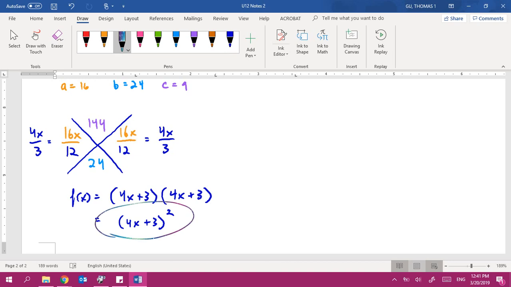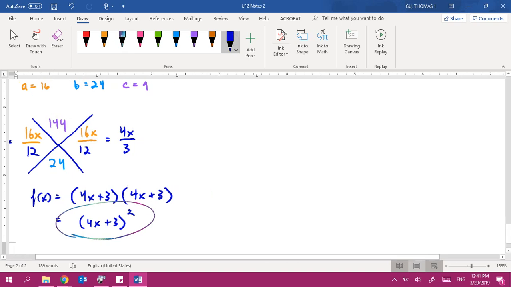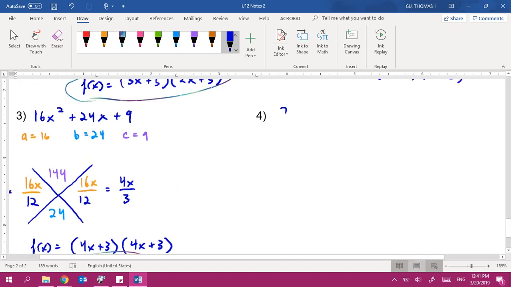All right, our last example of the day. This is going to be a special one. Let's see if you guys can get this one. 25x squared minus 49. What do you notice about this one? There's no what? There's no x term, which means there's no b. That's right. Remember, the x term is b. Okay, there's no b. That gives you a big hint.